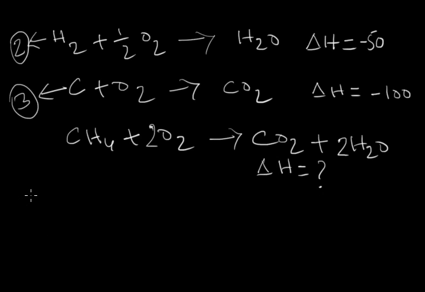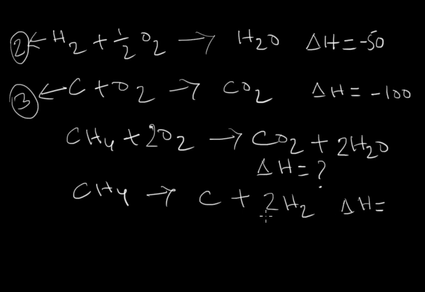Now if we reverse equation 1, we get CH4 arrow C plus 2H2. It is the opposite reaction of heat of formation of methane, that is equation 1. And the actual value is minus 200. So I reverse it, so the value is 200 kilojoule per mole. And it is written as equation 4.